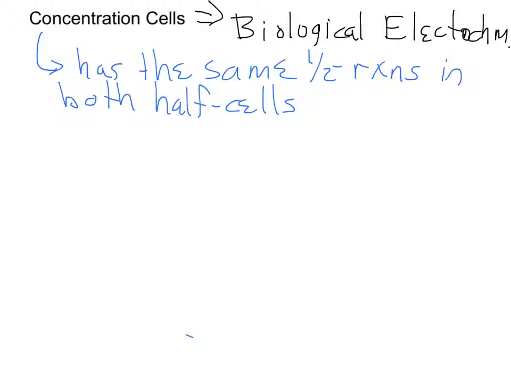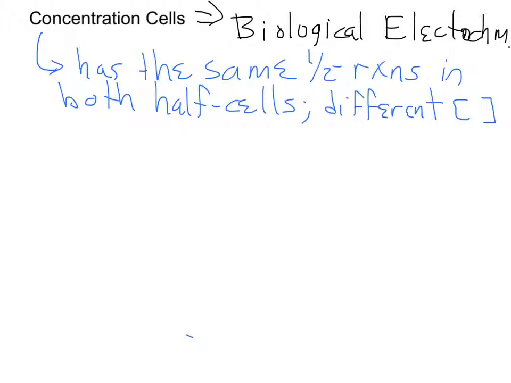So how would you get a potential difference between those two half reactions? The answer is that they're going to have different concentrations. Because as we just learned with the Nernst equation, if you have non-standard conditions, then you're going to have a different cell potential. So if you have two half cells, even if one of them is at standard conditions, but the other is not, then you're going to get some difference in potential between the two half cells.